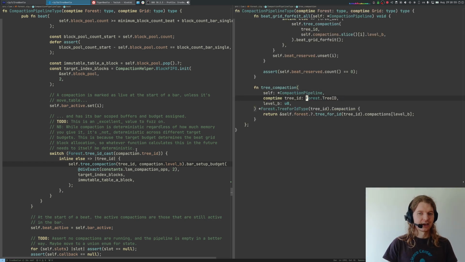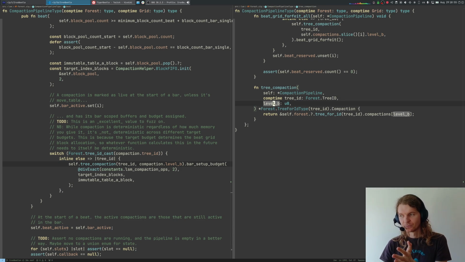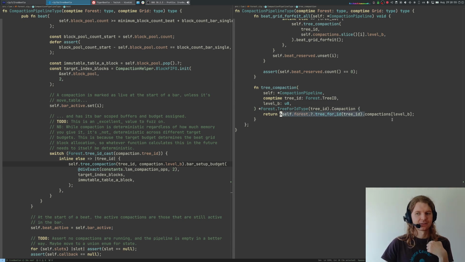which takes the comp time to ID and returns the compaction corresponding to this tree. So tree compaction takes the tree ID and the level, and together tree ID and the level identify compaction, and then it goes into that tree and fetches compaction from that level. And the only complicated thing about this is that depending on this tree ID, the return type might be different.